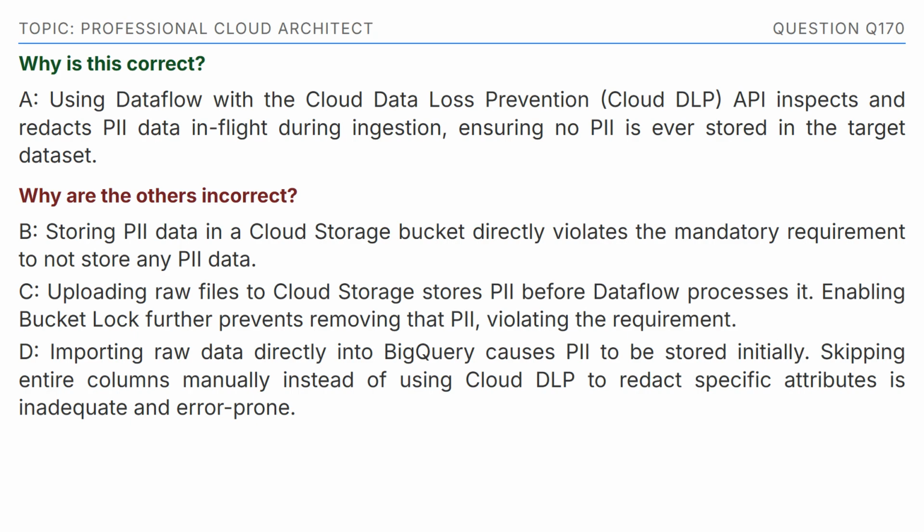C. Uploading raw files to cloud storage stores PII before data flow processes it. Enabling bucket lock further prevents removing that PII, violating the requirement. D. Importing raw data directly into BigQuery causes PII to be stored initially. Skipping entire columns manually instead of using Cloud DLP to redact specific attributes is inadequate and error-prone.